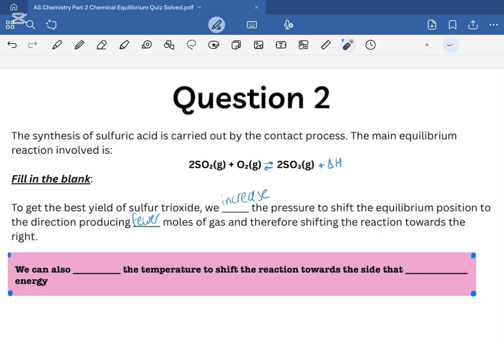Now, there's also another thing that we can do in order to make the reaction shift to the right, and this is by decreasing the temperature. Because if we decrease the temperature, then the system is going to increase the temperature by shifting toward this side in order to increase delta H again. So as I decrease the temperature, delta H will decrease, and so the system will try to increase delta H again by shifting towards this side. So if we also decrease the temperature, then the system is going to shift to the side that releases energy, which is this side.